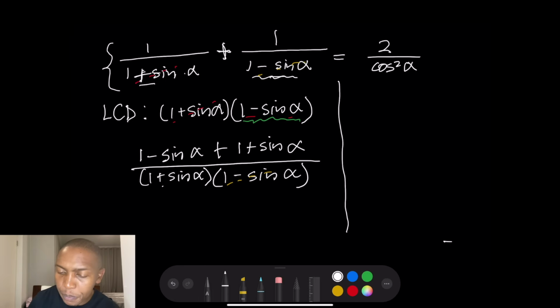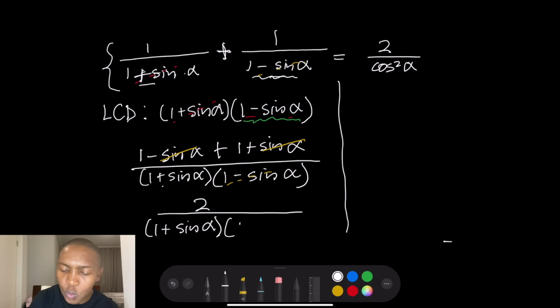So take this, in this case, what will it give us? You'll see minus sine alpha and sine of alpha will cancel out, obviously because they've got opposite signs and that's the same thing. And now we're left with 1 plus 1 at the top, which is equal to 2, over 1 plus sine of alpha, 1 minus sine of alpha.